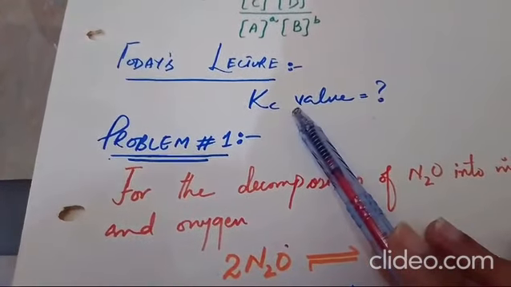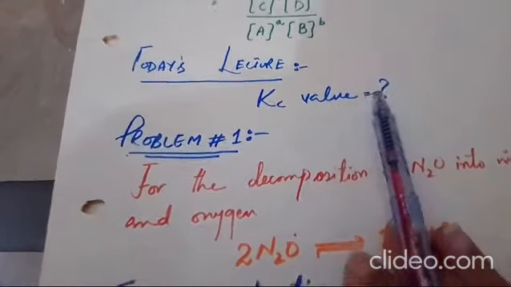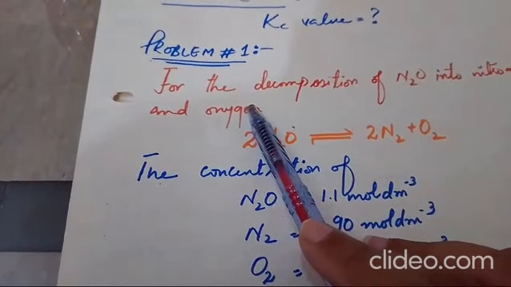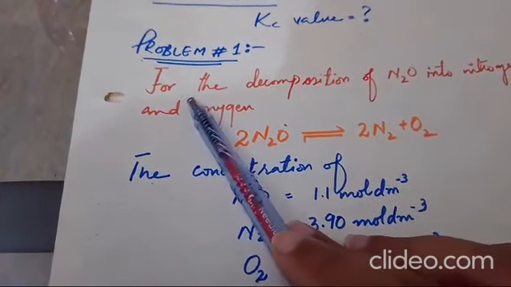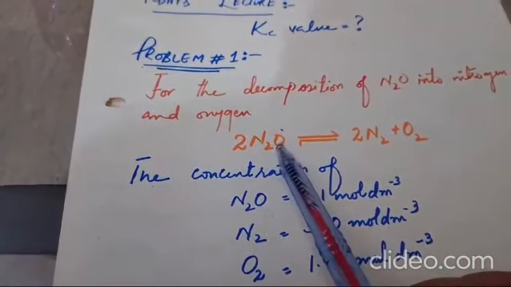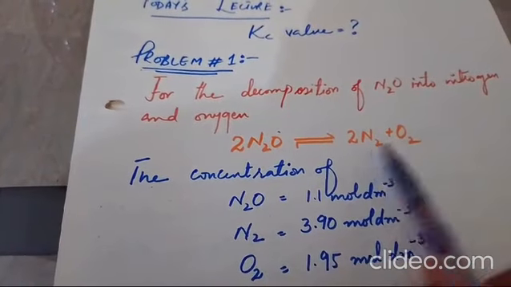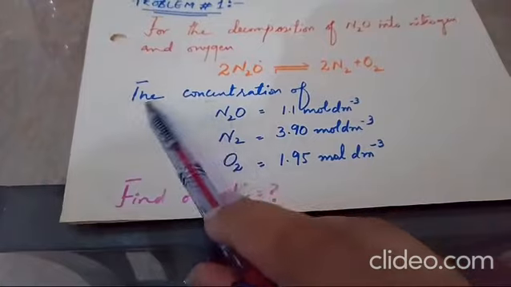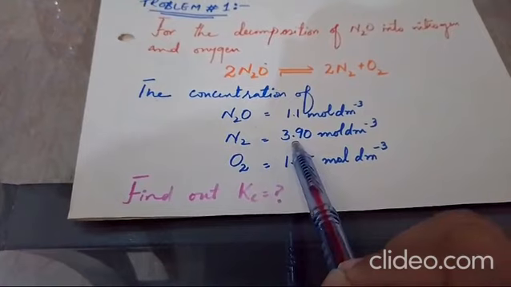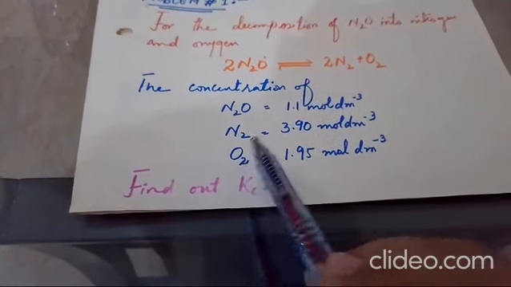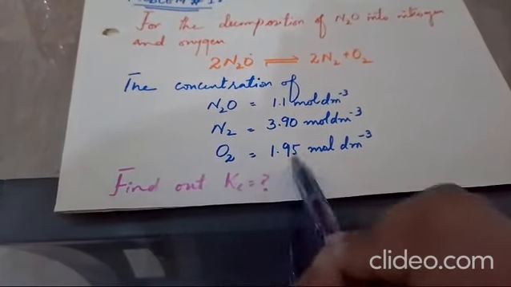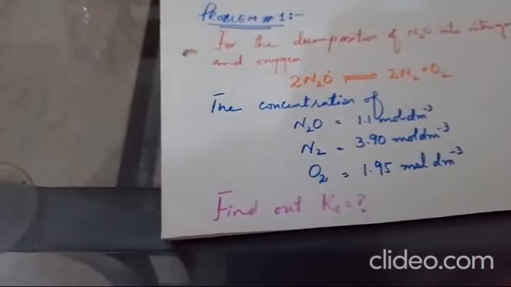Our lecture today is to find the value of Kc, and here are some sample problems where we derive the value of Kc. The problem is for the decomposition of N2O into nitrogen and oxygen. The concentration of N2O is 1.1 mole per decimeter cube, N2 is 3.90 mole per decimeter cube, and oxygen is 1.95 mole per decimeter cube. We have to find the value of Kc from these given values.